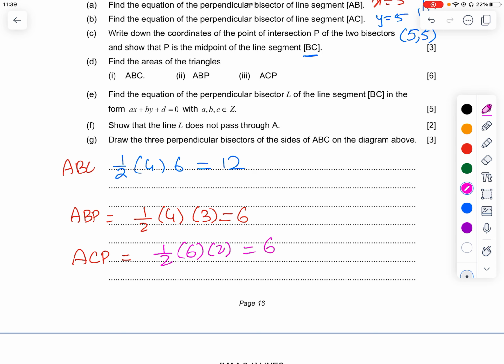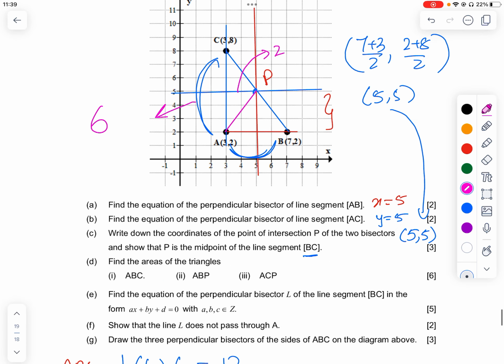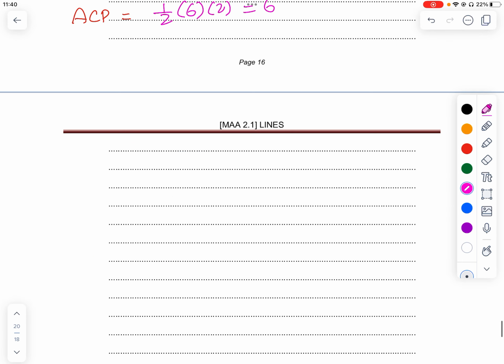Find the equation of the perpendicular bisector of the line segment BC in this form. B is (7, 2) and C is (3, 8). So first find the gradient of BC. I'm directly writing negative 3 upon 2. So the perpendicular gradient will be 2 upon 3.